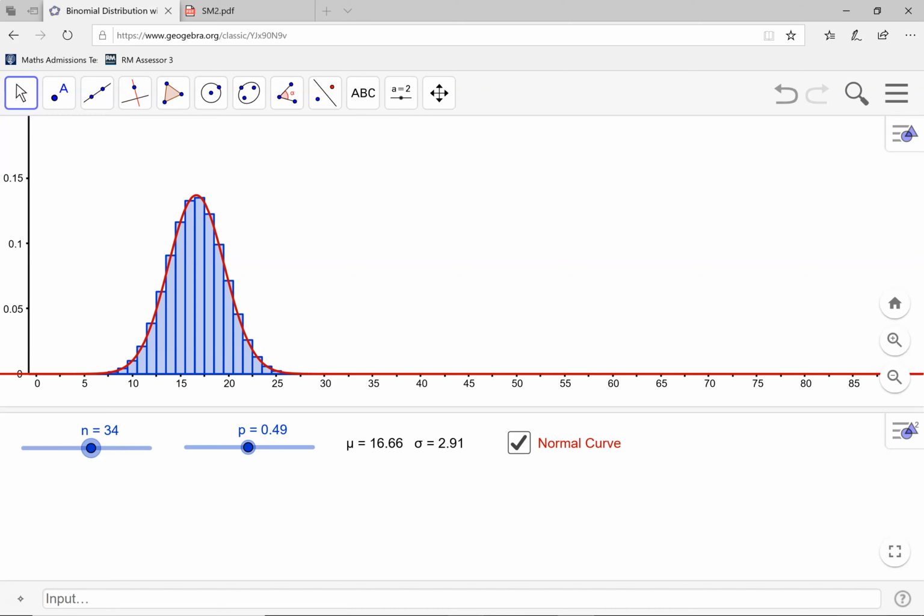The red curve is the normal distribution for the equivalent binomial, and we can convert from one to the other by just making sure that the mean and standard deviation are the same for the two distributions. We know how to work out the mean of a binomial distribution, and we just make sure that the normal distribution has that same mean and that same standard deviation.